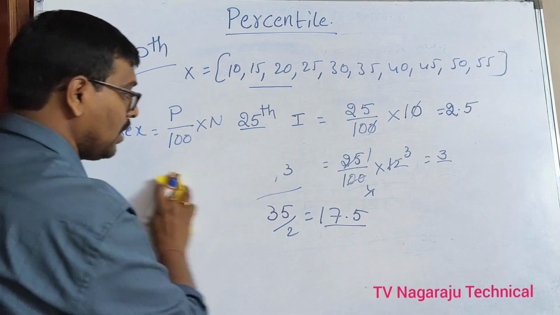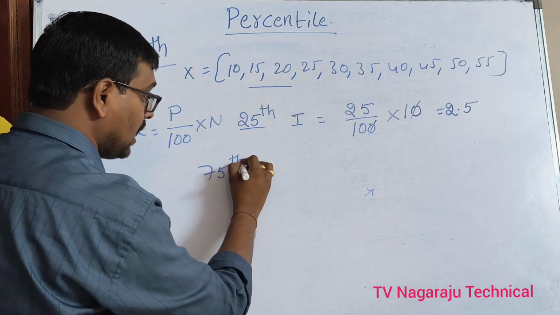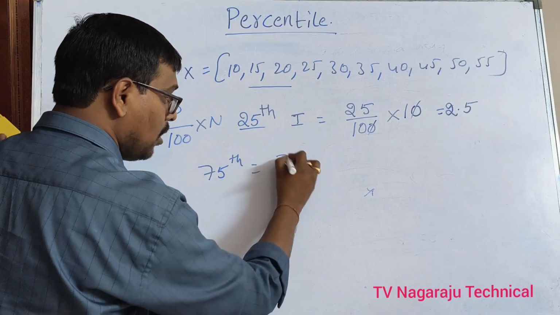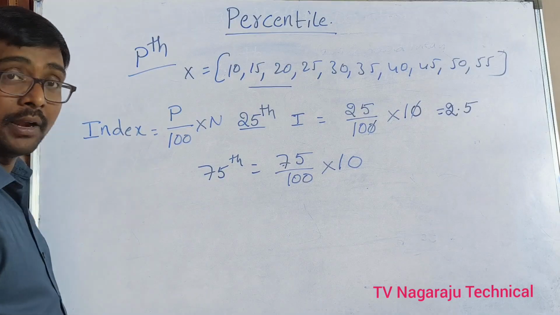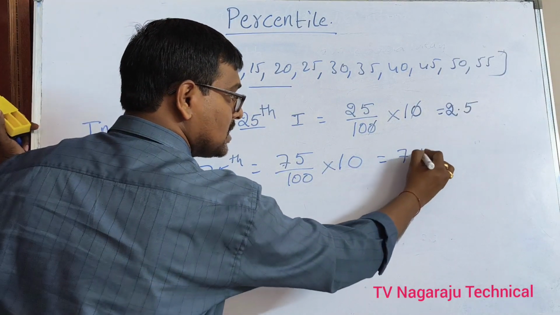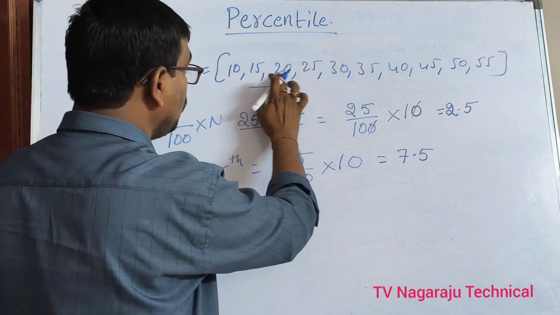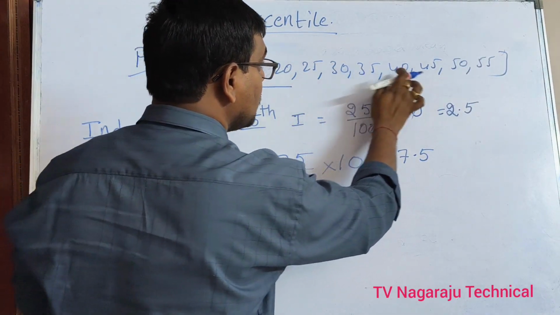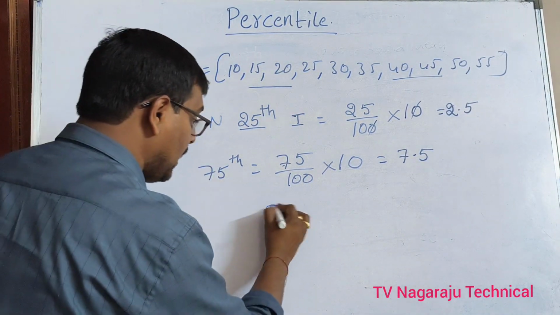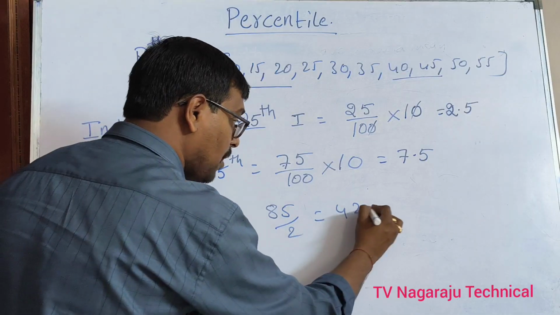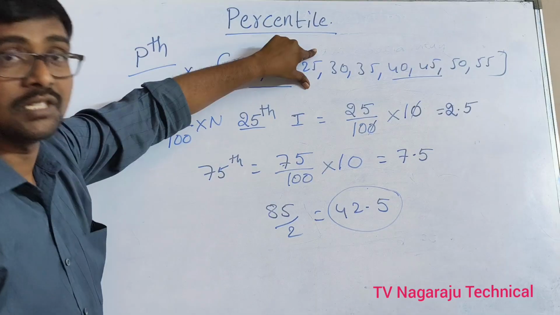So now I will calculate one more percentile, suppose the 75th percentile. Simply, 75 by 100 into 10. What is the answer? 7.5. Take the average between the 7th and 8th values: 1, 2, 3, 4, 5, 6, 7 and 8. 40 plus 45 is 85, 85 by 2 is 42.5. This is the 75th percentile for this data set.